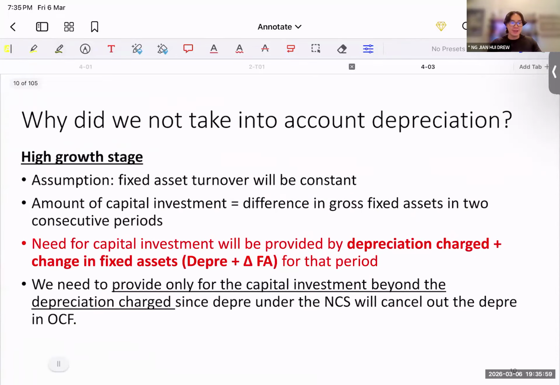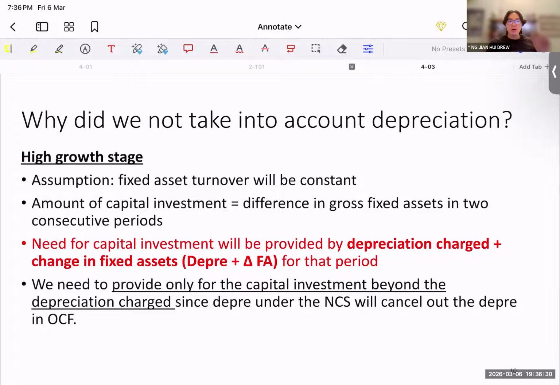Good. Okay, thank you. So then the question you might have is, in the question they mentioned that the NCS is going to offset our depreciation. So how come we do not take into account the depreciation? What is the underlying reason? There are two stages, high growth stage and normal growth stage. Let's look at the high growth stage. What is the qualitative reason for this offsetting that's happening?